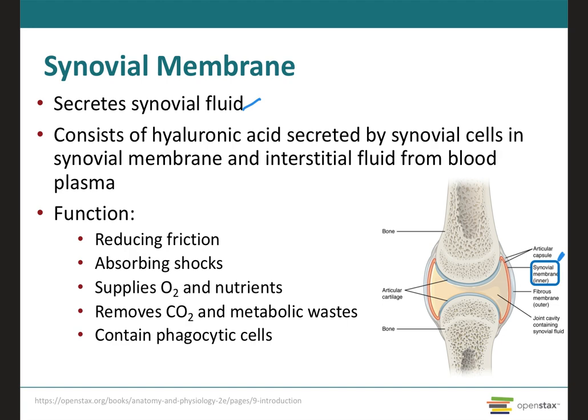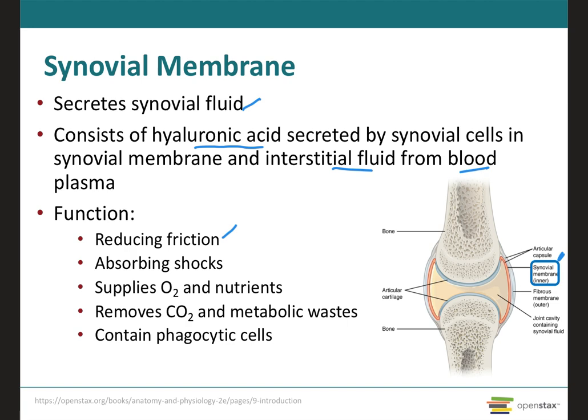This fluid will consist of hyaluronic acid, which will also be secreted by the synovial cells, in addition to an interstitial fluid that will be filtered from the blood plasma. In terms of function of the synovial fluid, it will help with the reduction of friction by lubricating the joints.